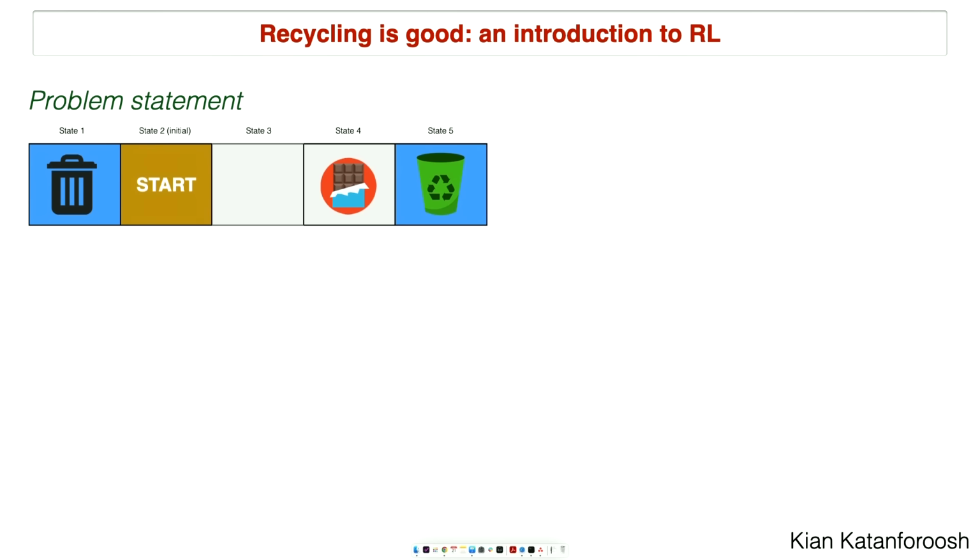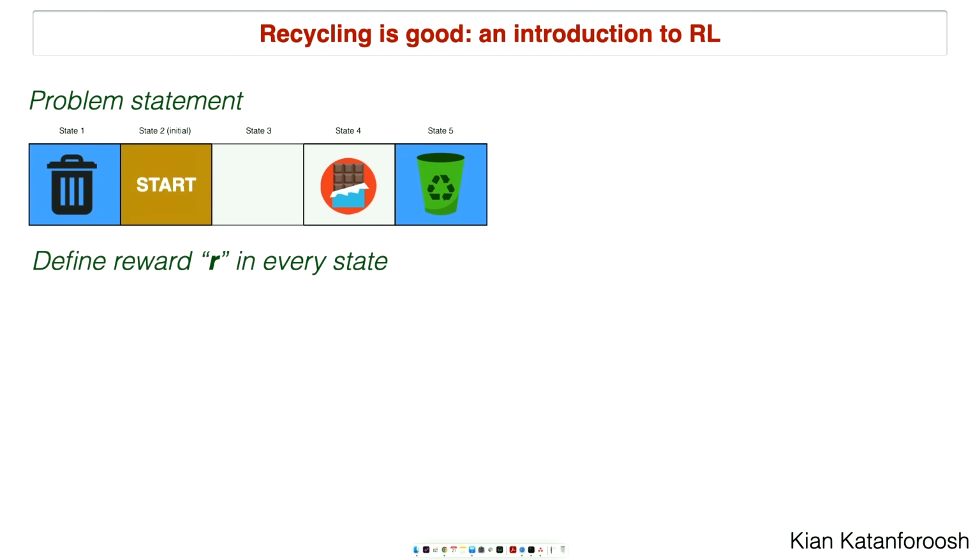On the other side, if you actually go to the right, you might pass by state 3, which is empty. You might pass by state 4, where there is a chocolate packaging that is left on the ground that you can pick up. And it's good to pick it up. And then on state 5, you have the recycle bin, which is more valuable than the garbage can, because you can recycle and you should get better rewards for that.